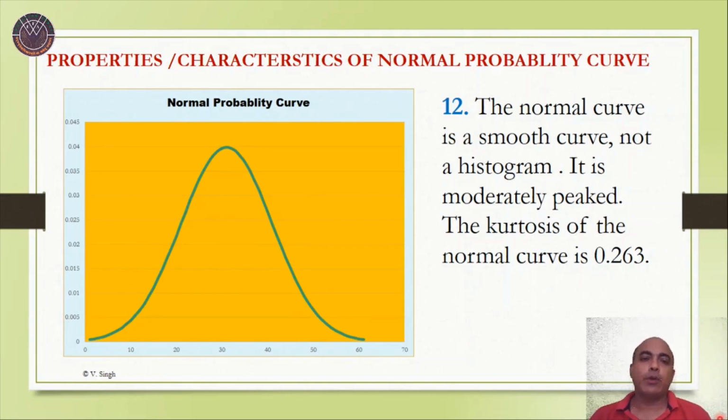Another property of the normal probability curve is that it is a smooth curve. You can see that it is a smooth curve. It is not a histogram. You have seen a histogram, how it is not a smooth curve. So it is a smooth curve with very moderate peakiness. It is not very highly peaked nor very low peaked. In the terms of statistics, we can say that the kurtosis of a normal probability curve is 0.263. So this is the 12th property of the normal probability curve.